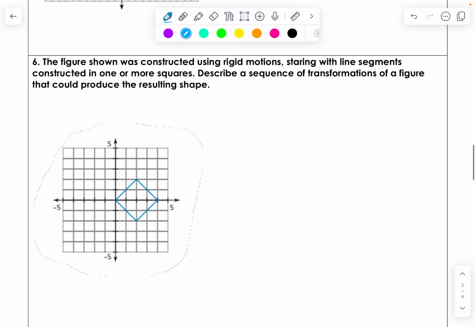All right, go ahead and try number 6. My suggestion is that you use this one to start with. And since all the sides are equal, you should be good to go.